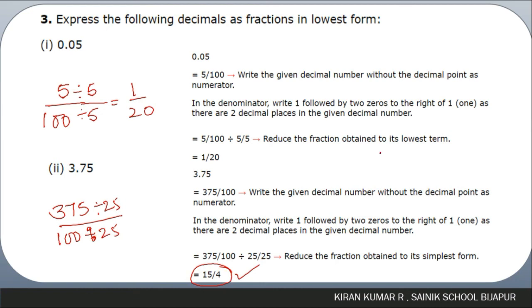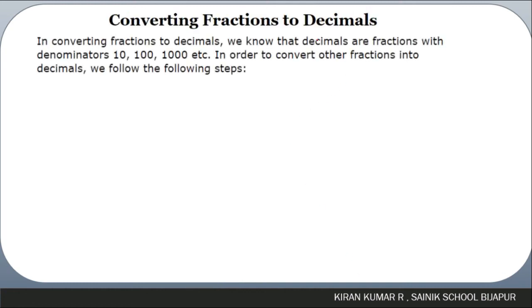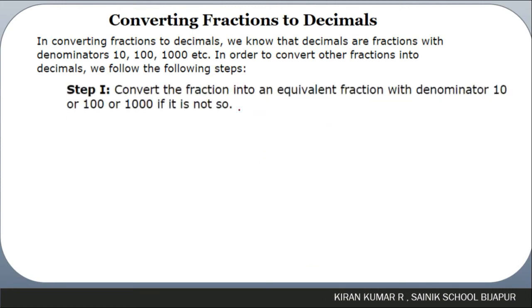Now exactly the reverse part we are going to learn. How do we convert a fraction into decimal? To convert fraction into decimal, we know that decimals are fractions with denominators 10, 100, 1000, etc. In order to convert the fraction into decimal, we follow these steps. Step 1 is to convert the given fraction into an equivalent fraction with the denominator 10 or 100 or 1000, if it is not so.